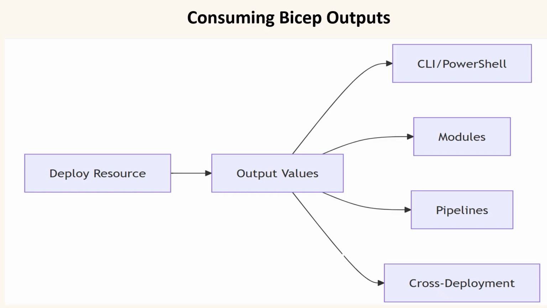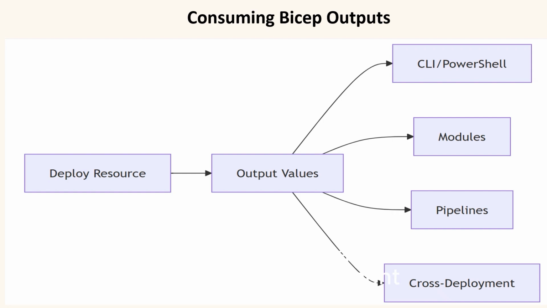Next is where Bicep truly shines for reusability. We have module references. When you deploy a Bicep module, that module can expose outputs. You can then reference this output directly in another part of your Bicep code, allowing you to chain deployments and build complex infrastructure from smaller reusable blocks. Think of it as passing information seamlessly between different parts of your infrastructure definition.